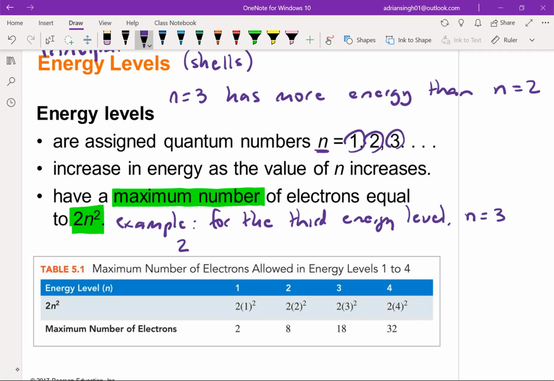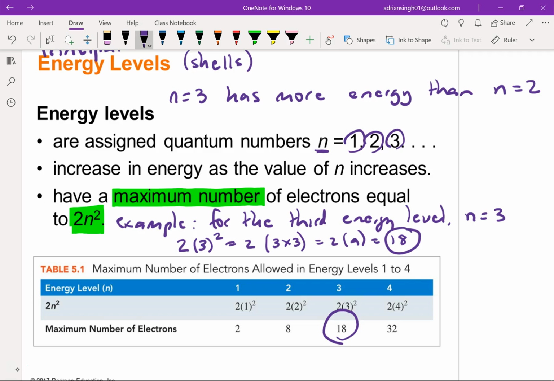So if we substitute n equals 3 into our equation, all right, then we end up with 2 times 3 squared, which is 3 times 3. So that's 2 times 9, which is 18. So we have a maximum of 18 electrons that can be accommodated in that third energy level or shell.